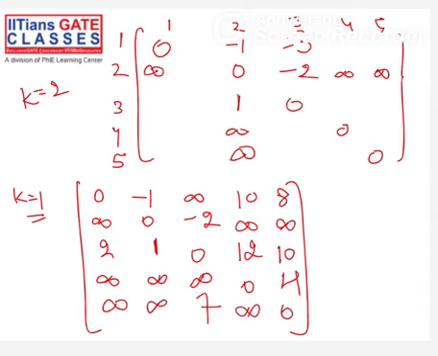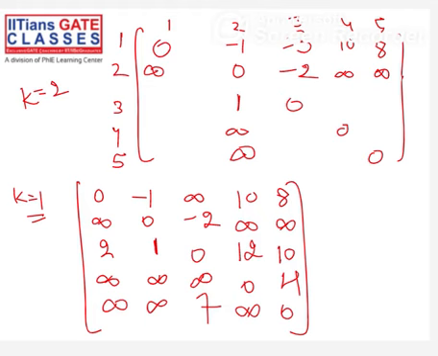Now 1 to 4 is 1 to 2, 2 to 4. This is infinity only. So this is 10. This is still less value. Okay, 1 to 5 is 1 to 2, 2 to 5. So this is also 8. No change over here.